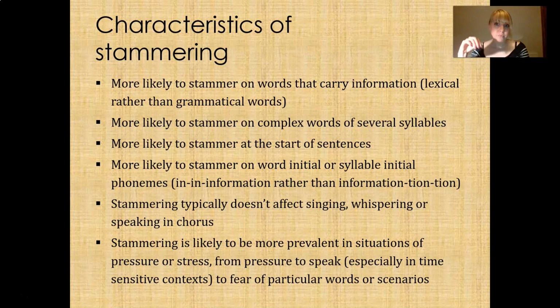So we know that people are more likely to stammer on words that carry information, so lexical rather than grammatical words. Things like the, and, your conjunctions and articles tend to be things that people don't struggle with. It tends to be your lexical words, your nouns and verbs, that people will have more difficulty with. We know that people are more likely to stammer on complex words of several syllables, so the longer the word is, the more likely it is that people may struggle with it, whereas single syllable words tend to present less of an issue. We know that people are more likely to stammer at the start of sentences rather than mid-sentence or near the end of it.